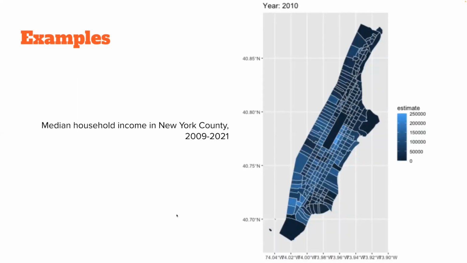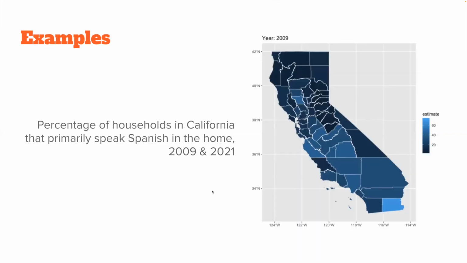Here we have a map of the median household income in New York County from 2009 to 2021. You can see that as we get closer to present day, it becomes much more expensive to live here. Here's another example that shows the percentage of households in California that primarily speak Spanish in the home for the years 2009 and 2021. As you can see, this graph is much darker in 2009 and much lighter in 2021. And to me, that shows the integration of Spanish-speaking families further into the state of California throughout time.